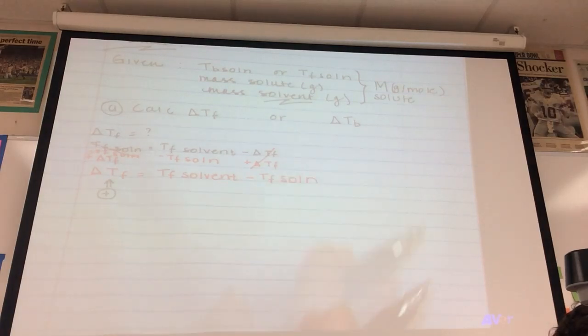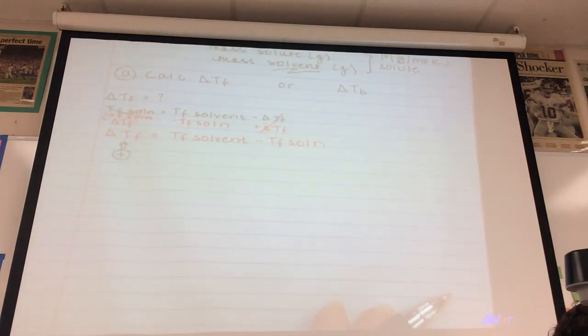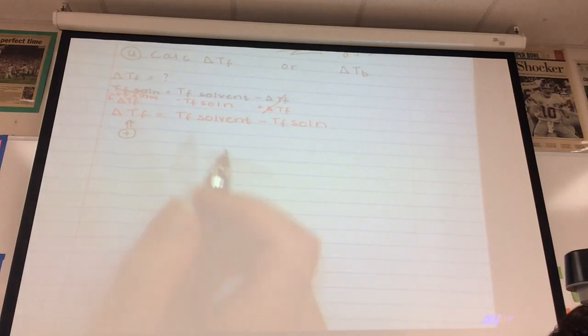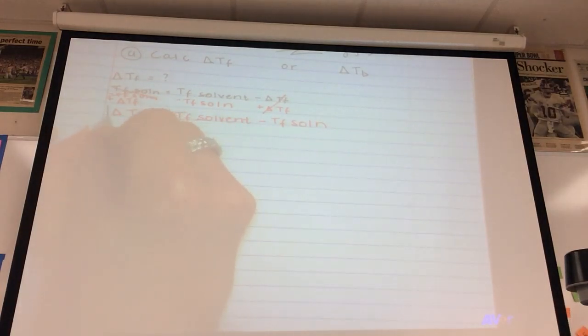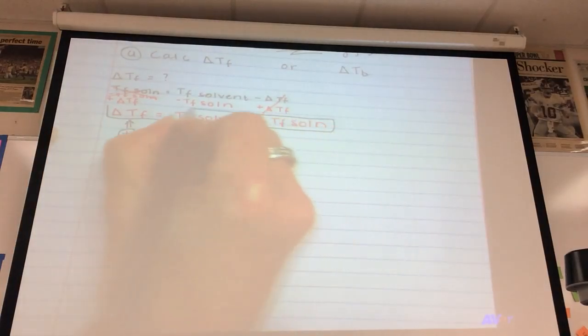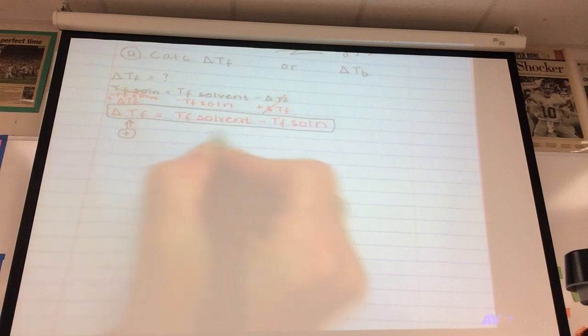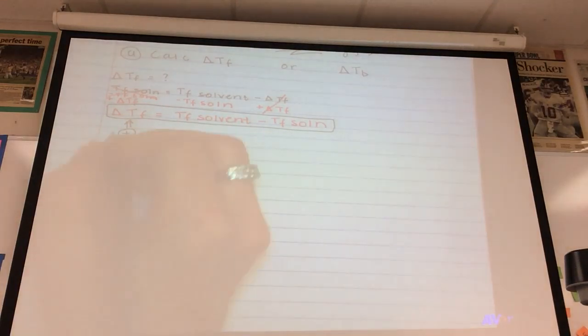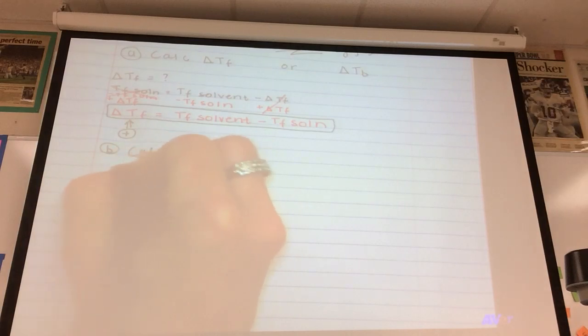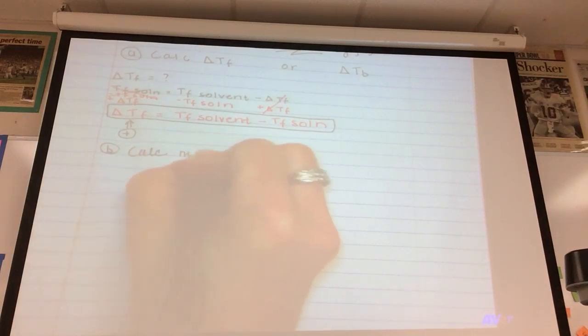I'll work TB in a sec. I don't want to flip back and forth because I think it will be confusing to you. So to calculate the change in freezing point, you'll subtract the two freezing points, the larger quantity minus the smaller one. In step B, you want to calculate the molality.